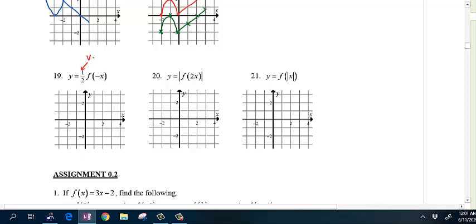This is a vertical compression by a factor of 1/2. All the y values get squished. And then the negative with the x is a reflection in the y-axis. Good. So I'm going to go back.